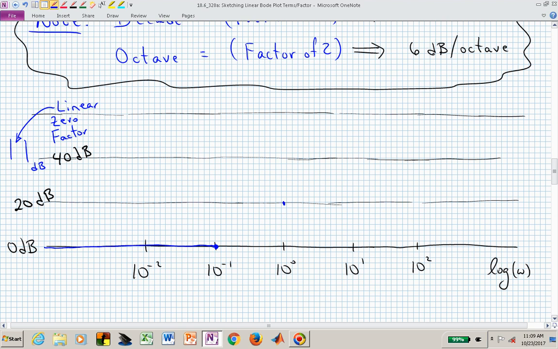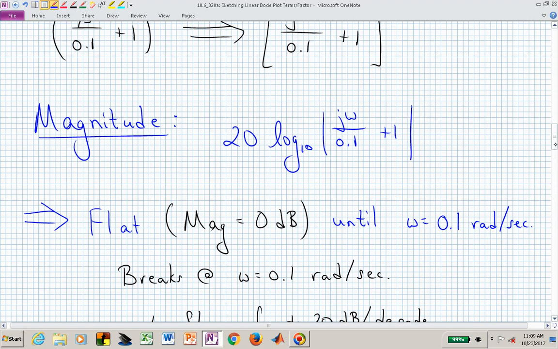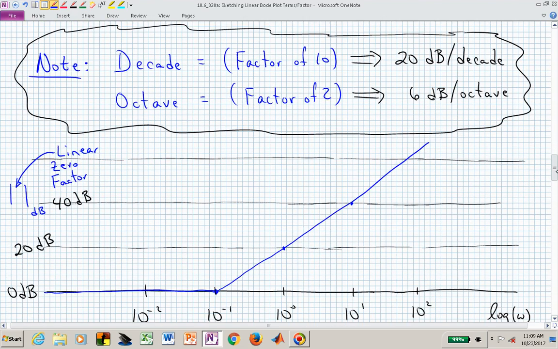A decade beyond there, we're a decade further up. So now when we're at 10, we're at 40 dB, and this is now our straight line that we sketch. And if I've labeled this and scaled it properly, at 100, we would be at 60 dB. And that's now the straight line sketch of a zero factor where the zero is located at 0.1, or at 10 to the minus 1. That's all there is to that sketch, where this slope is now plus 20 dB per decade.